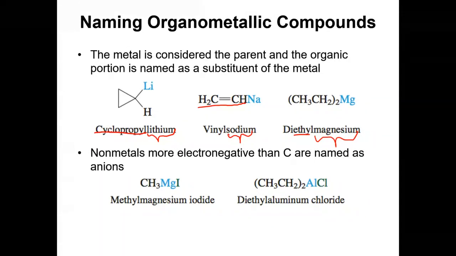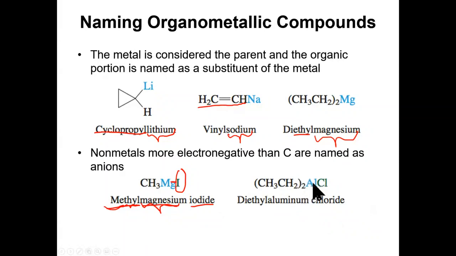In some organometallic compounds, in addition to a carbon-metal bond, you might also have a halogen-metal bond. As we know, we generally consider halogens the most electronegative group of elements, so we treat the metal-halogen bond as if it were ionic. Look at this example. This bond is ionic, so we name the halide part as a separate anion, iodide. For the rest of the compound, again the metal is the parent and the organic group is the substituent. So the name consists of two words: methylmagnesium iodide.